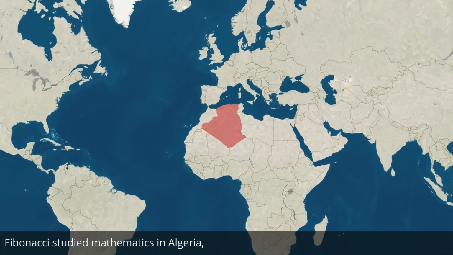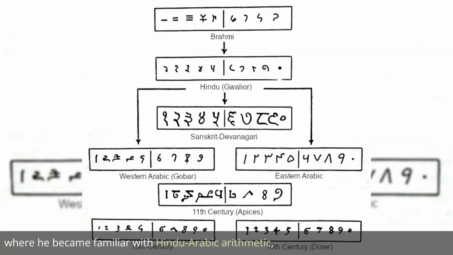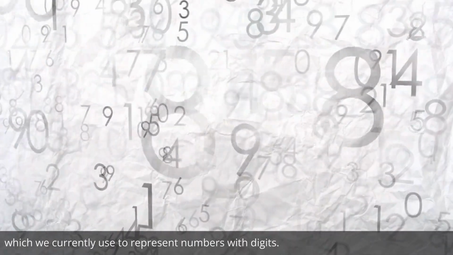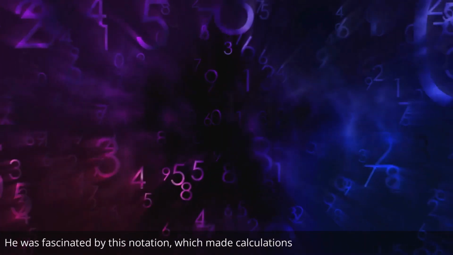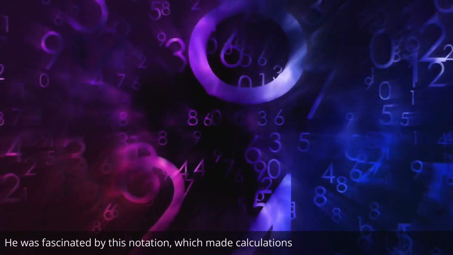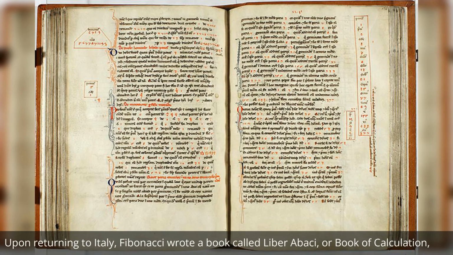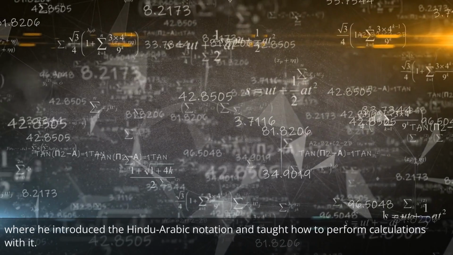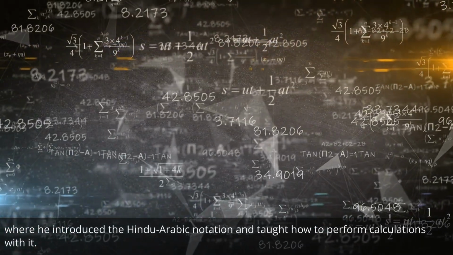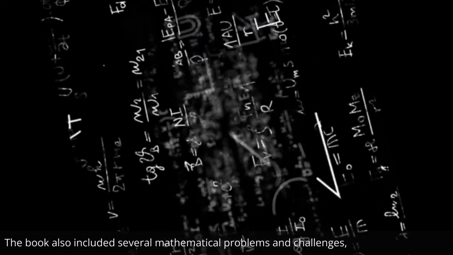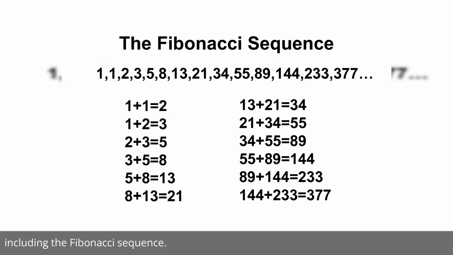Fibonacci studied mathematics in Algeria, where he became familiar with Hindu-Arabic arithmetic, which we currently use to represent numbers with digits. He was fascinated by this notation, which made calculations much simpler than the methods used in Europe at the time. Upon returning to Italy, Fibonacci wrote a book called Liber Abbaci, or Book of Calculation, where he introduced the Hindu-Arabic notation and taught how to perform calculations with it. The book also included several mathematical problems and challenges, including the Fibonacci sequence.